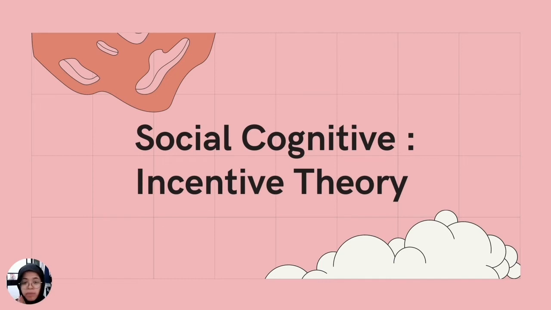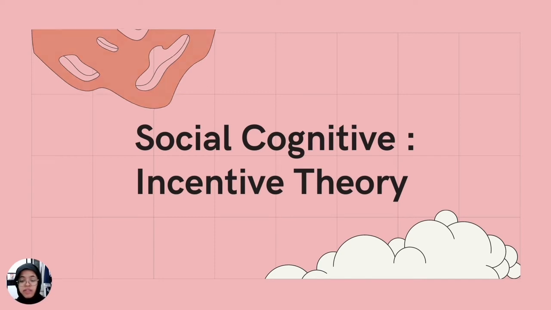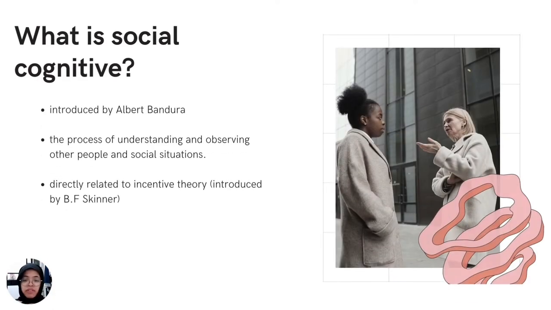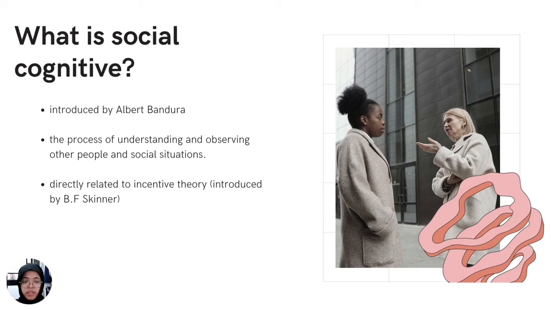BP2110189. So I will present to you about social cognitive motivation theory, which is incentive theory. Social cognitive theory actually started as social learning theory, which was introduced by Albert Bandura. And then it changed to social cognitive theory in 1986.